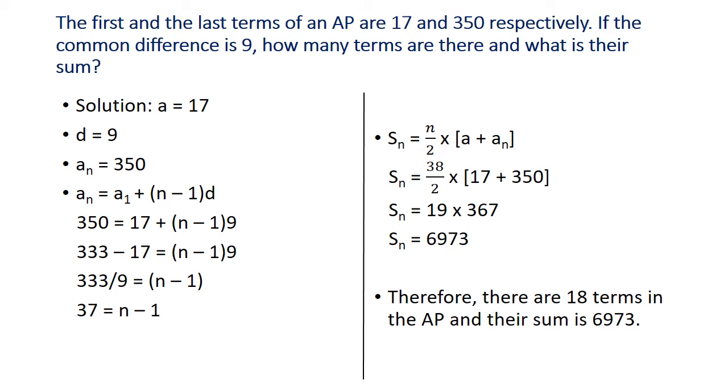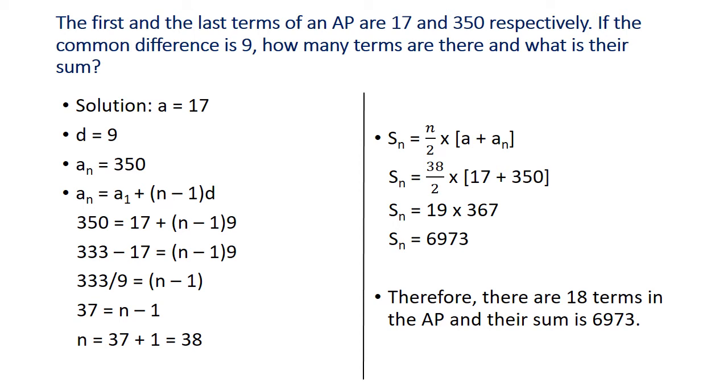So n minus 1 is equal to 37. n minus 1 is equal to 37. The minus 1 goes to this side and becomes plus 1. 37 plus 1 is 38. So n is equal to 38. Now we have to find Sn.